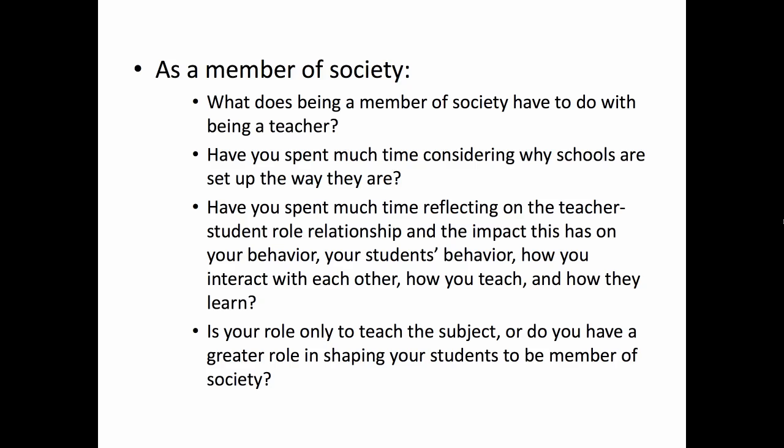Is your role only to teach the subject? Or do you have a greater role in shaping your students to be members of society? Remember, this may not seem your job, but don't forget the students spend a lot of time in class with teachers. So whatever you do is going to have an impact on them. And it's not just what you teach them.